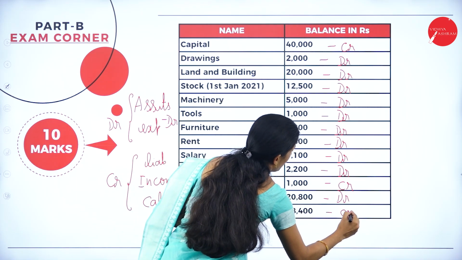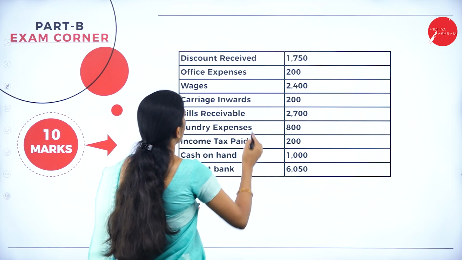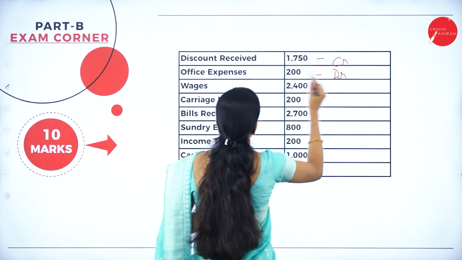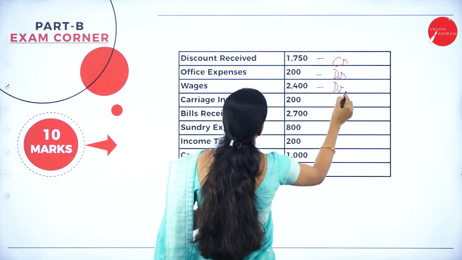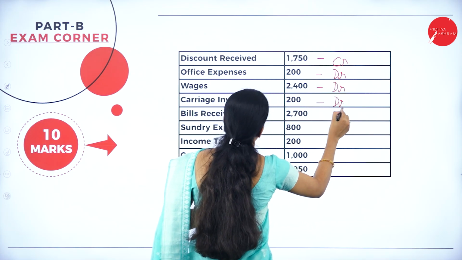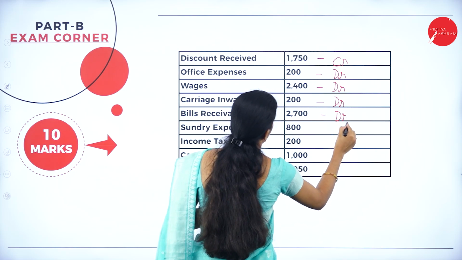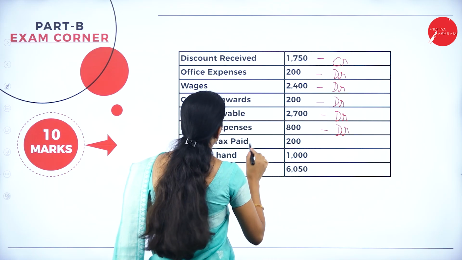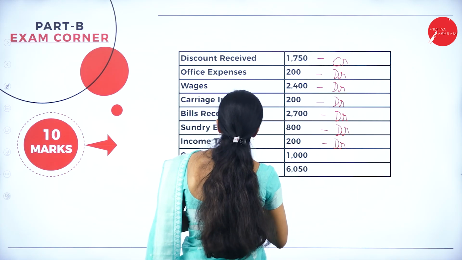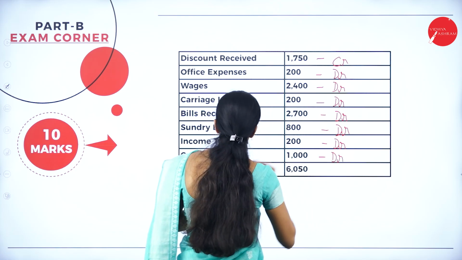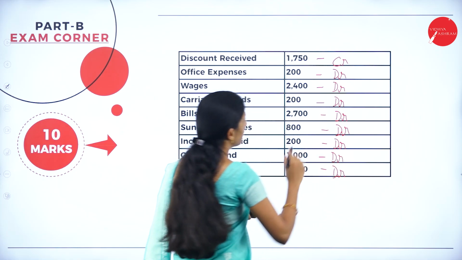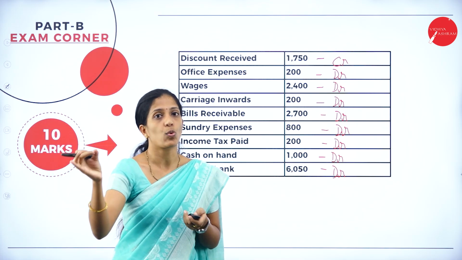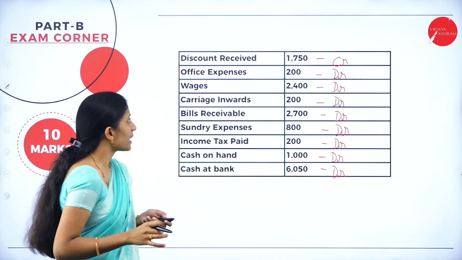Sales, it is an income, so credit. Next, discount received, it is an income, credit. Office expenses, it is an expense, debit. Wages is an expense, debit. Carriage inward is an expense, debit. Bills receivable is an asset, debit. Sundry expenses, it is an expense, debit. Income tax paid, it is an expense, debit. Cash on hand, it is an asset, debit. Cash at bank is an asset, debit. You just have to know what items are to be debited and what items are to be credited. So let us see the solution here.